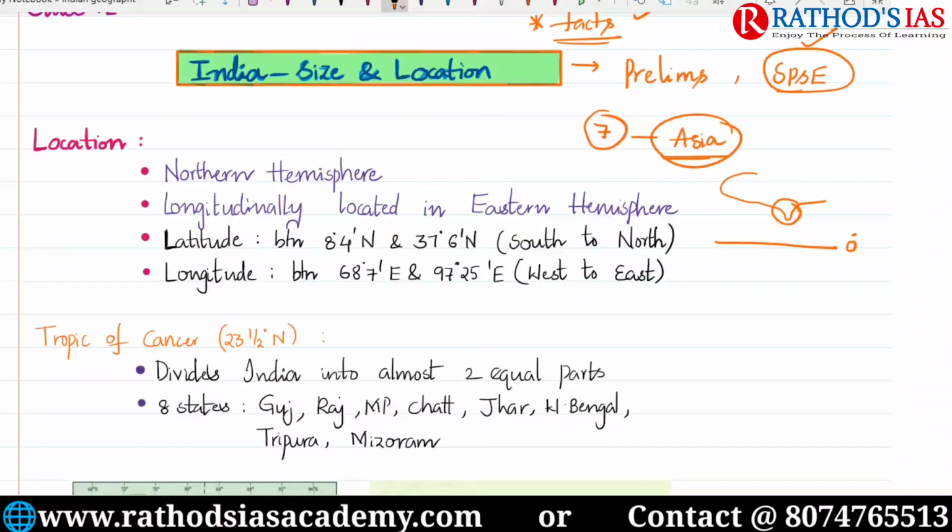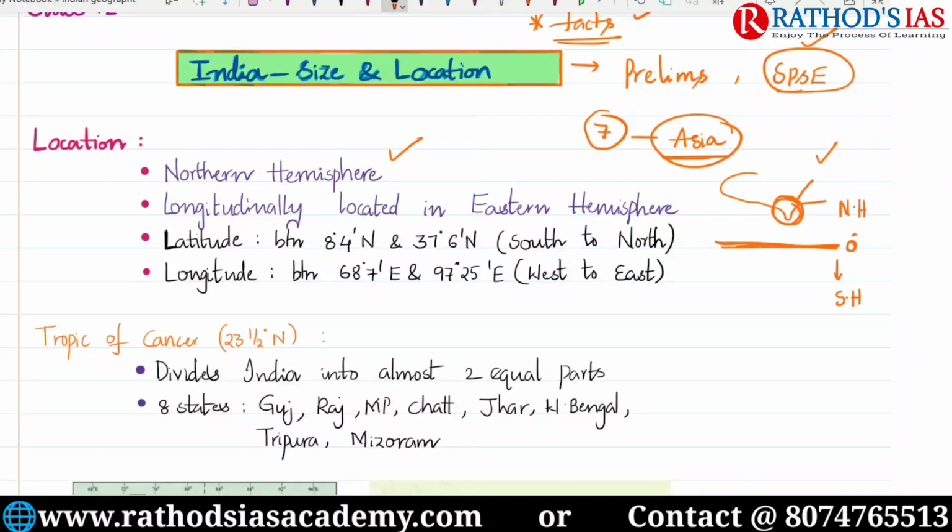To understand whether India belongs to the northern hemisphere or southern hemisphere, you have to see the location of India. Here we have the equator. Above the equator comes under the northern hemisphere, and below the equator comes under the southern hemisphere. India is located above the equator, which means India comes under the northern hemisphere. This is one important thing.